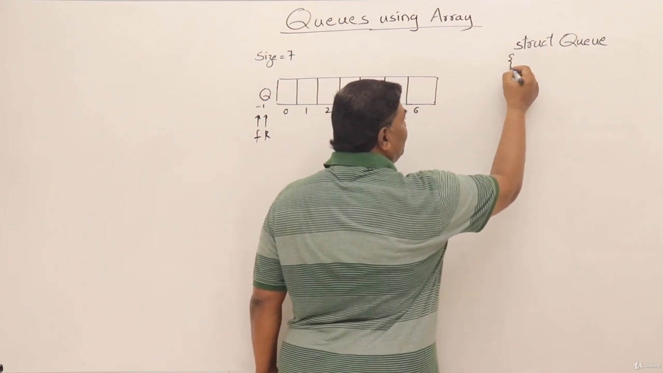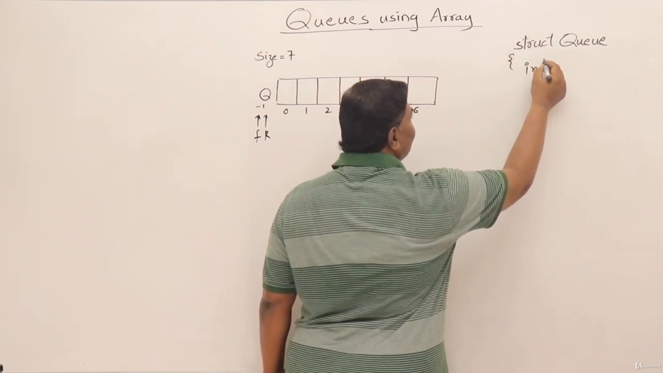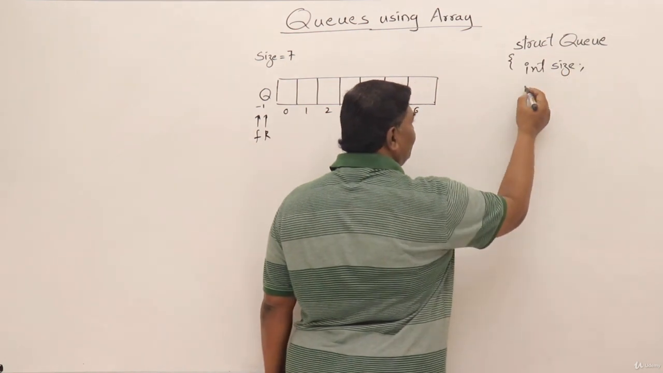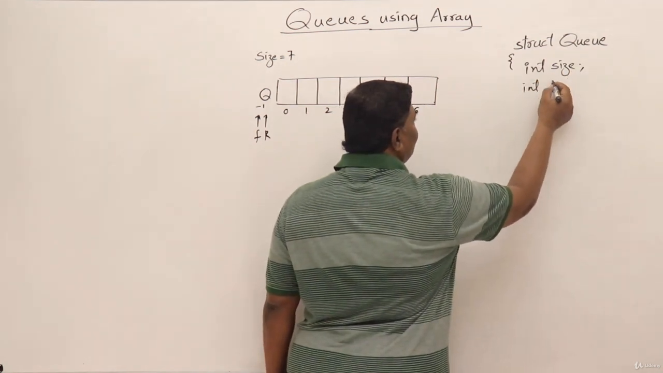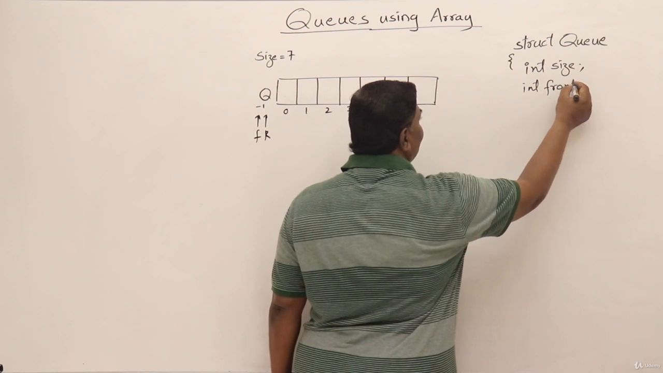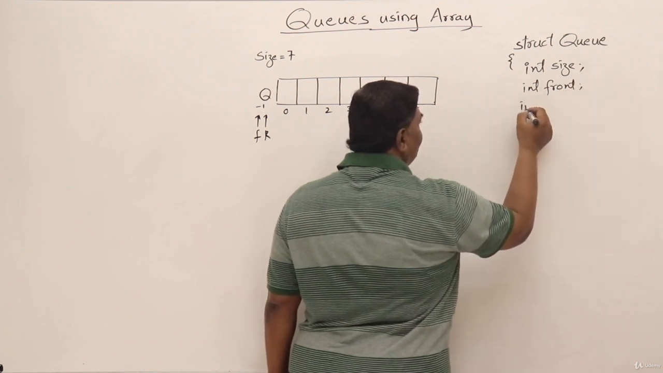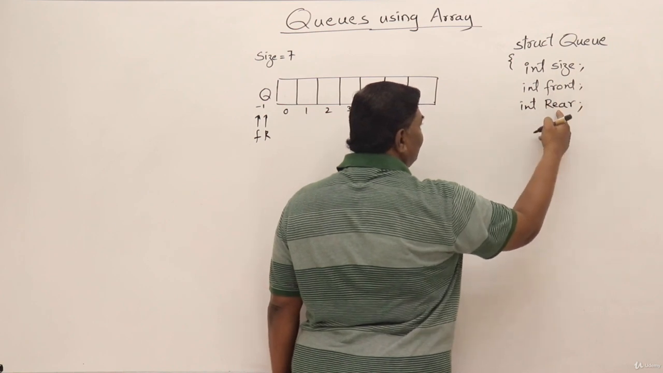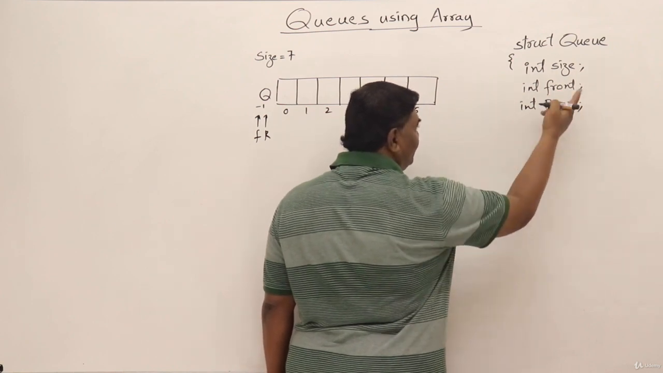Structure queue. So what are the members I need? I need the size. What is the size of a queue? That is the size of an array. Then I need a front pointer to point upon the first element and a rear pointer to point upon the last element. The rear is used for insertion and the front is used for deletion.